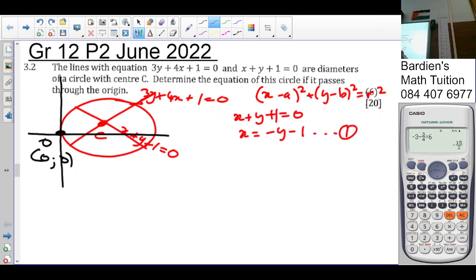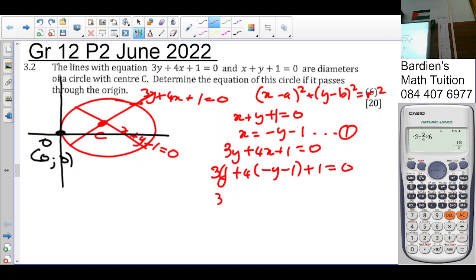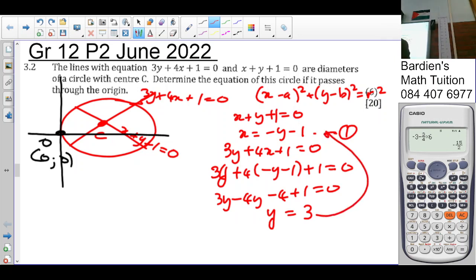You substitute equation 1 into equation 2, which is 3y plus 4x plus 1. So you'll have 3y plus 4 times minus y minus 1 plus 1. So that would give you 3y minus 4y minus 4 plus 1 is equal to 0. So that is y is equal to minus 3. Now we calculate x, we substitute that back into equation 1. So x is equal to minus 3 minus 1, which is negative 4. So the coordinates of C, which is the center of the circle, is 3 and negative 4.